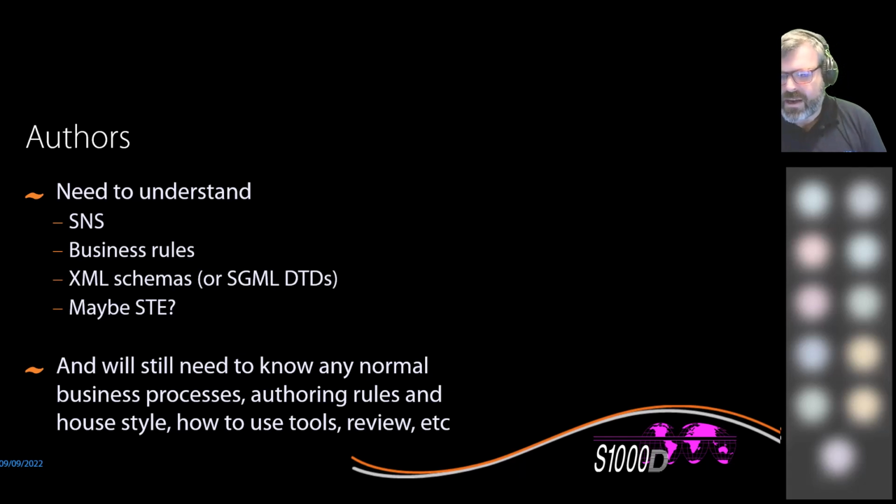Alongside the S1000D aspects, any authors, and particularly if you're taking on a new project and you're bringing new authors on board, or maybe you're using external contract authors and so on, they will still need to know any of your normal business processes. And any authoring rules or your house style, etc. And if they're using particular tools, a lot of people in the industry use things like FrameMaker or Arbortext for authoring technical information. They are quite complicated tools to learn for the first time, particularly if you come from a non-structured background like Word or InDesign, and now you've got to learn a completely new product.